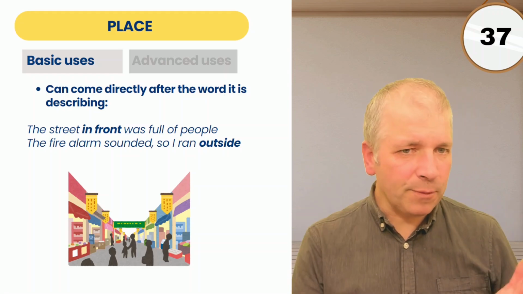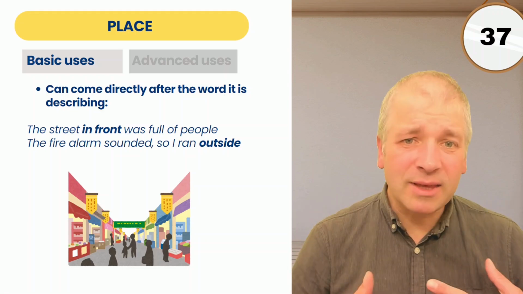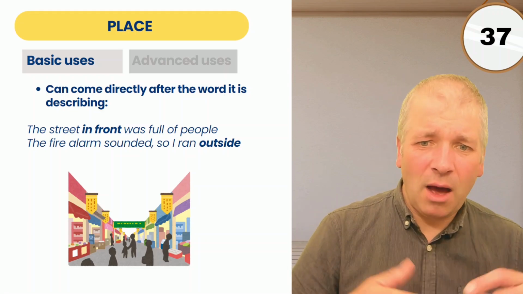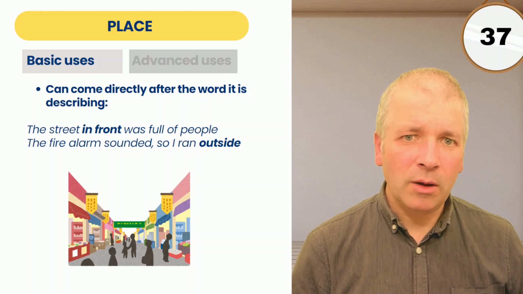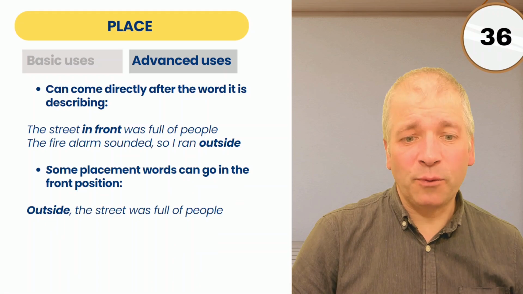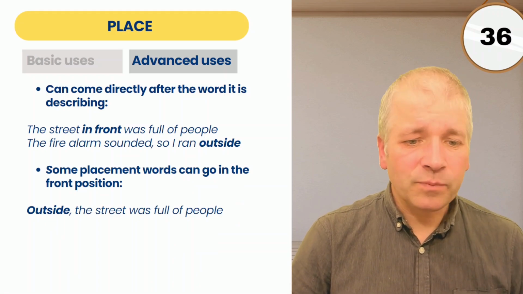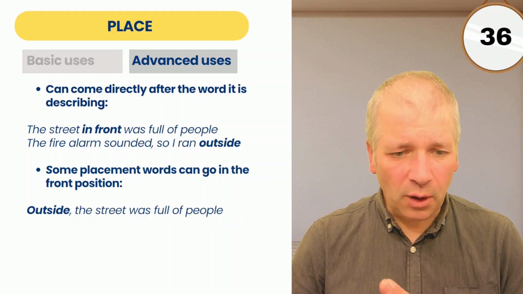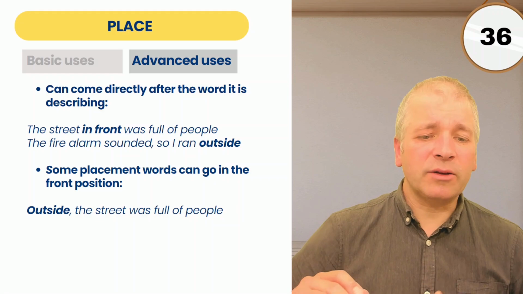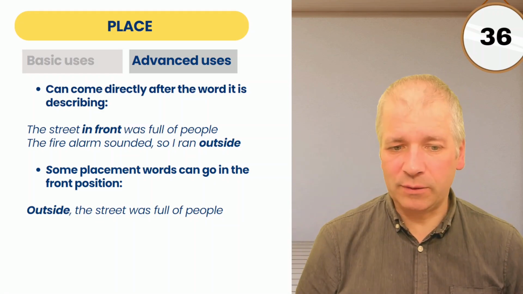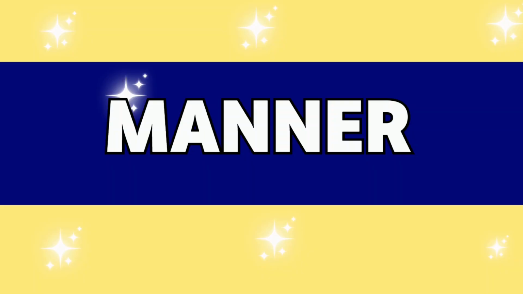So here the rules between a preposition and an adverb kind of come together because they come after words that they are describing. They could also come before as well. For example, outside, the street was full of people. So outside is the adverb, and it describes the whole situation here. The street was full of people. Where? Outside.